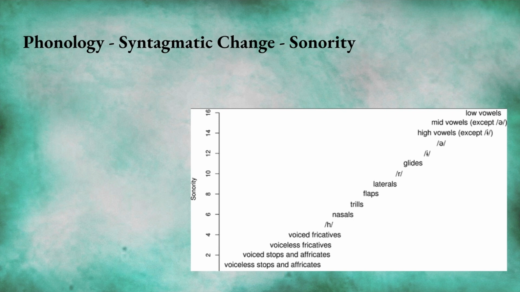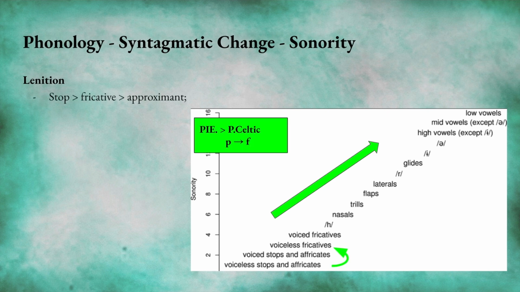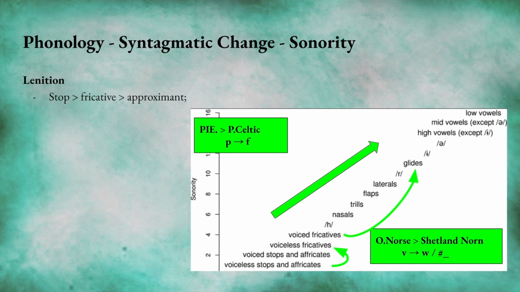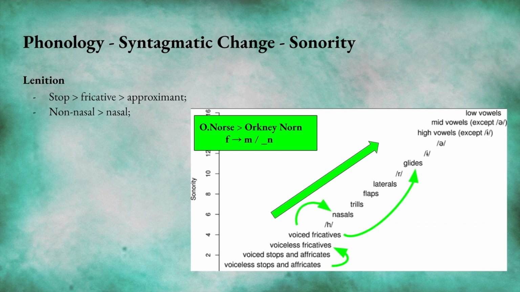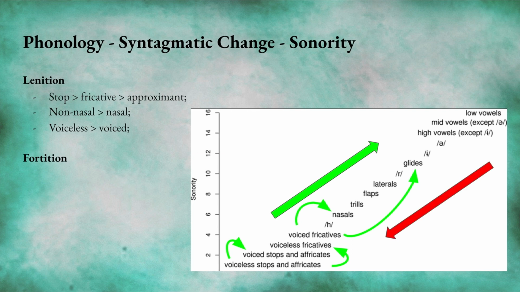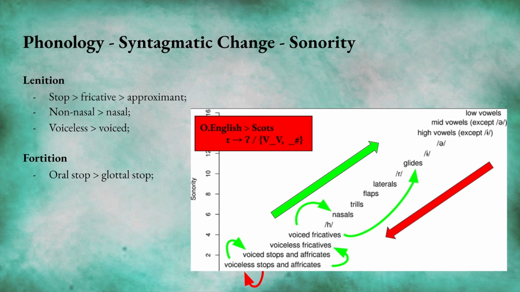Sounds may become more sonorous in a process called lenition, and we can see common examples of lenition where stops become fricatives, and where fricatives become approximants. Non-nasals may become nasals, and voiceless sounds may become voiced. Fortition is the opposite process of sounds becoming less sonorous, such as in English where the oral stop t becomes a glottal stop between vowels. When in doubt about applying sound changes, this change in sonority could be thought of as the guiding principle behind sound change. Here are some examples from the Berezny languages.